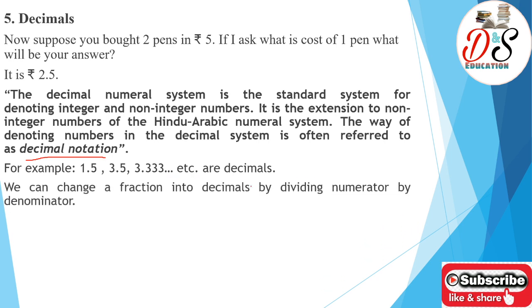Now, we can change a fraction into a decimal by dividing the numerator by the denominator. How will you do that? Let me show you. Suppose we have a fraction 5 upon 2. Now, how will you change this fraction into a decimal? What you have to do is divide 5 by 2. So after division we get 2.5. Now we have another fraction, 8 upon 10. So this 8 upon 10 changes into 0.8. So these are all decimals.